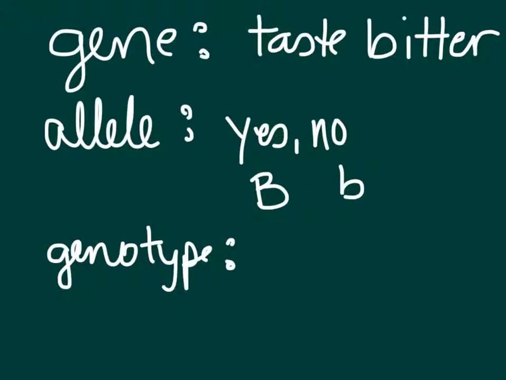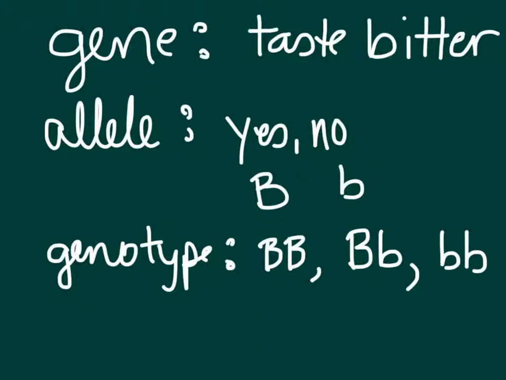The potential genotypes here are: you got a bitter tasting gene from mom and a bitter tasting gene from dad, so you could be capital B, capital B. Or you could have gotten a bitter tasting gene from one parent and a "no, I can't taste bitter things" gene from another parent. Or neither of your parents gave you a bitter tasting gene. The 13 of you who said, nope, can't taste it, your genotype would be this last one. You were lowercase b, lowercase b.